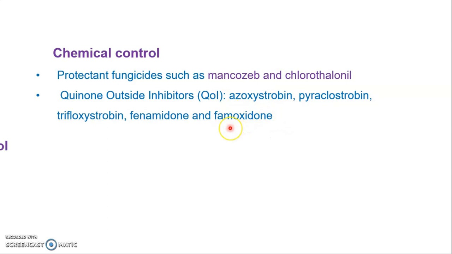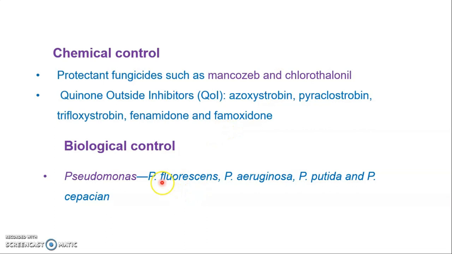And finally, biological control. We can control early blight disease with Pseudomonas species like Pseudomonas fluorescens and Pseudomonas putida, and we can also control early blight disease with Trichoderma and Bacillus species.